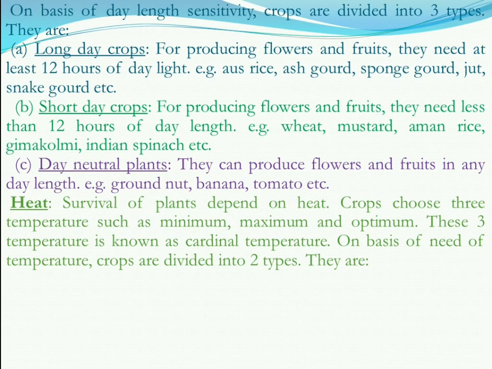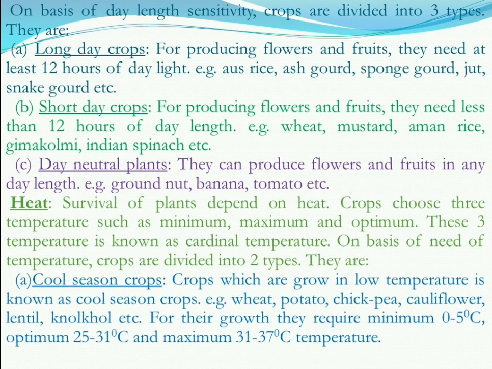That means at lowest which temperature they can survive, that is minimum. At highest which temperature they can survive, that is maximum. And on average temperature, not that much high, not that much low, which temperature they actually can survive, that is optimum temperature. So there are three types of temperature, and all these three types of temperature is known as cardinal temperature. So on base of this cardinal temperature, which plants need which type of temperature, they're divided into two types.